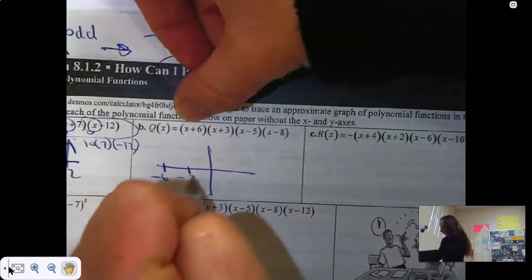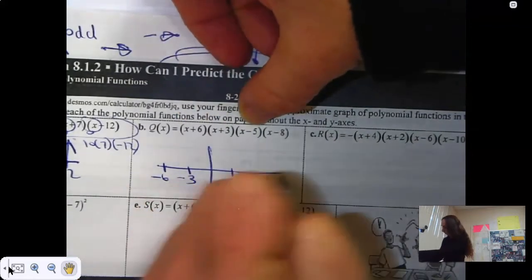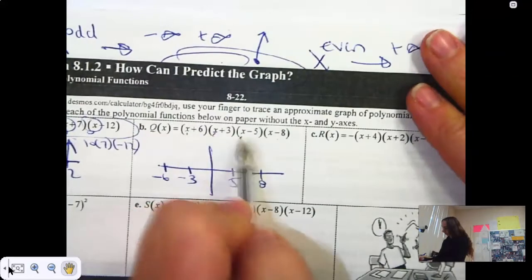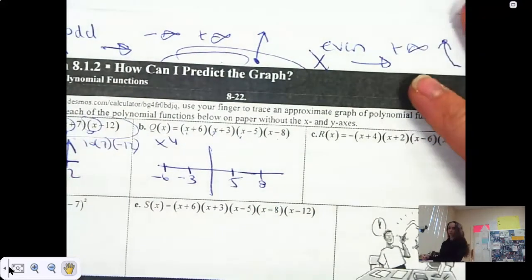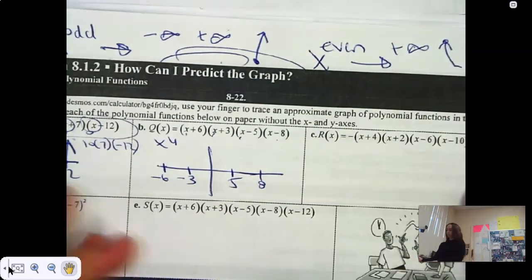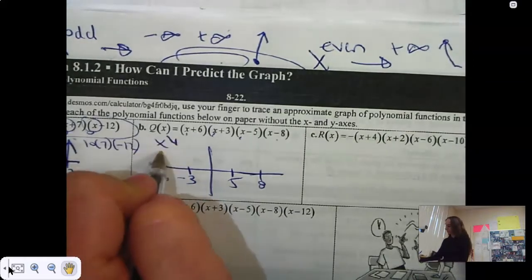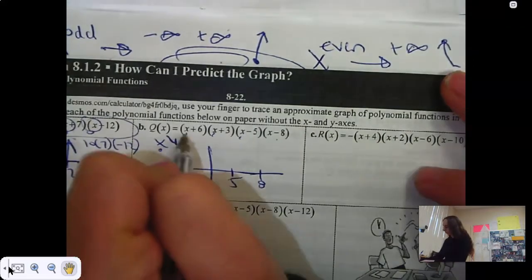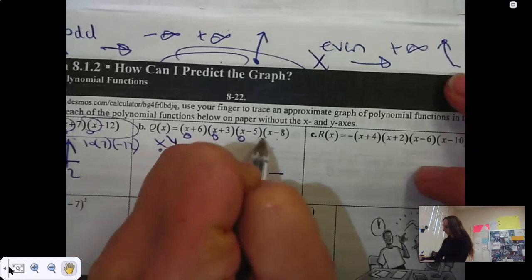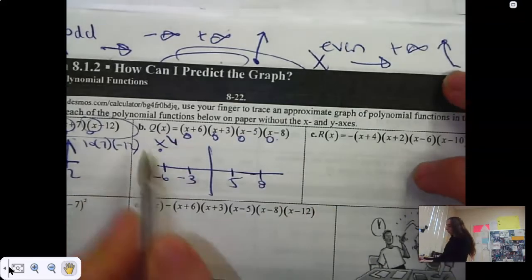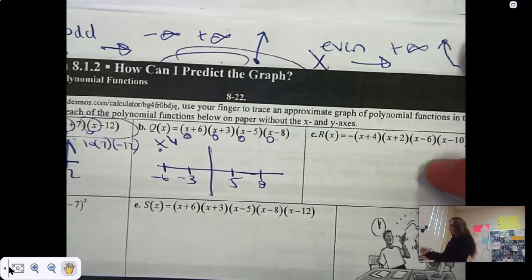We have a -3, a 5, and an 8. 1, 2, 3, 4, x to the 4th power. So if it's even, it starts from the top, or for me, I think of a U, so I'm going to start up here. Oh, I have to figure out the y-intercept. So you know what I'm going to do, because we're not figuring out the exact y-intercept?